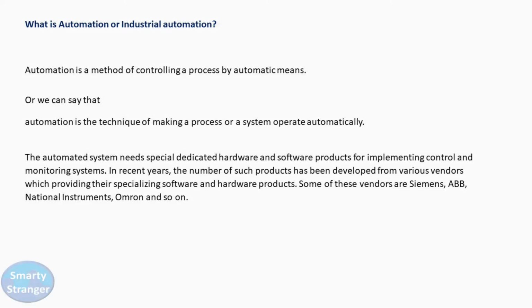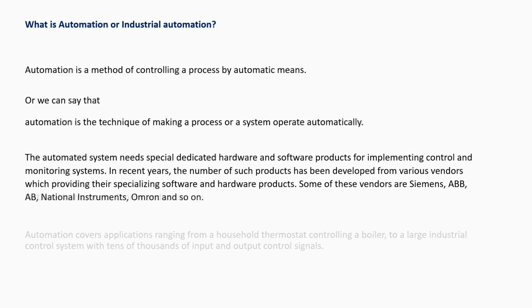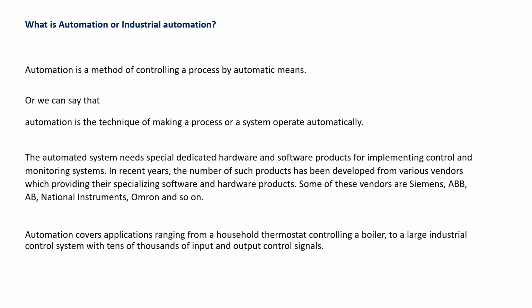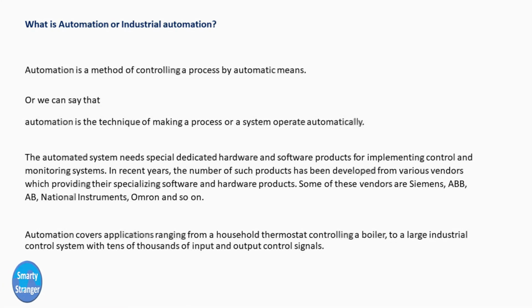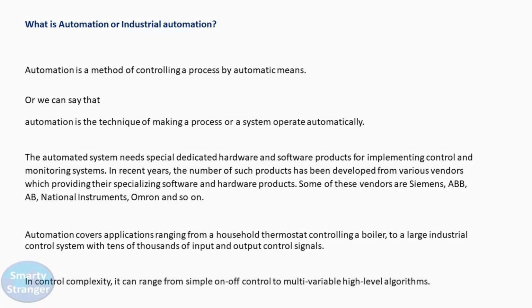In recent years, the number of such products has been developed from various vendors which provide their specialized software and hardware products. Some of these vendors are Siemens, ABB, UB, National Instruments, Omron, and so on. Automation covers applications ranging from a household thermostat controlling a boiler, to a large industrial control system with tens of thousands of input and output control signals. In control complexity, it can range from simple on-off control to multivariable high-level algorithms.